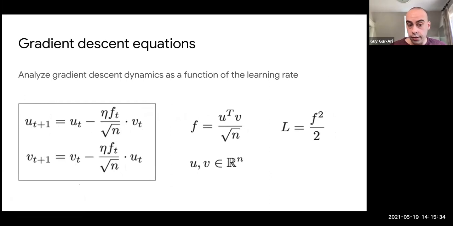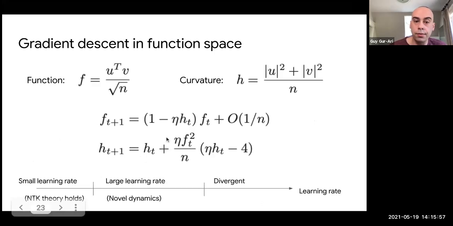And the challenge is now to analyze these gradient descent equations and understand their dynamics as a function of the learning rate. There are 2n equations here, and they're coupled. So even though the model is as simple as it gets, this is still quite complicated. We don't know how to solve these equations at all. So we have to introduce some tricks.